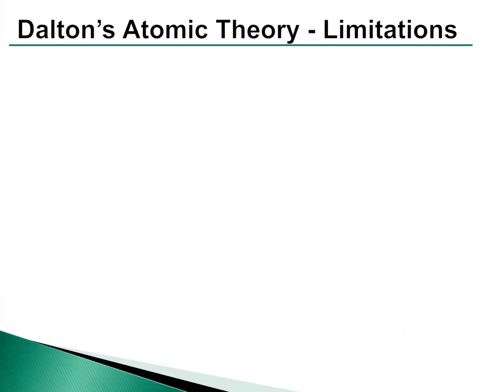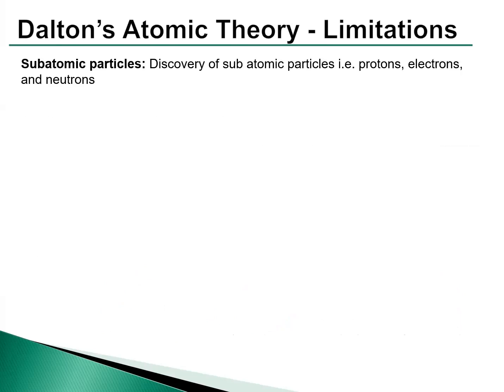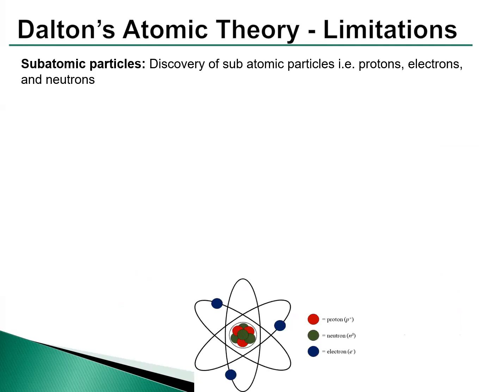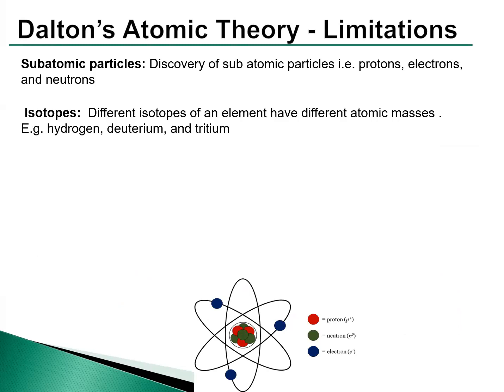Now, let us see the limitations of the aforementioned theory. We discussed earlier that atoms were indivisible, but subatomic particles, that is, electron, proton, and neutron, were discovered later by various scientists, which contradicted this postulate. Isotopes are atoms with the same atomic number but different mass number and have the same chemical behavior, contradicting the postulate that states atoms of the same element have the same mass. For example, isotopes of hydrogen, namely protium, deuterium, and tritium, have 0, 1, and 2 neutrons respectively, thus have different mass.